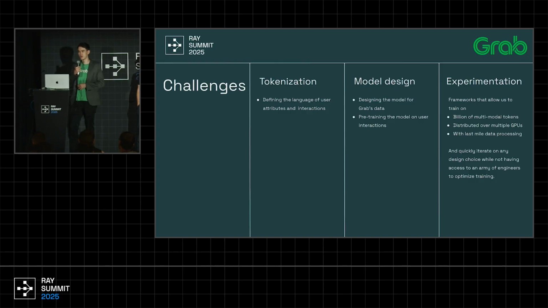experimentation. So first we need a framework that allows us to train on billions of multimodal tokens distributed over multiple nodes. And what sometimes gets overlooked is that it's also very important for a framework to support quick experimentation, because if you build your own model, things usually don't work on the first iteration. So the faster you can iterate, the more likely you are to succeed.